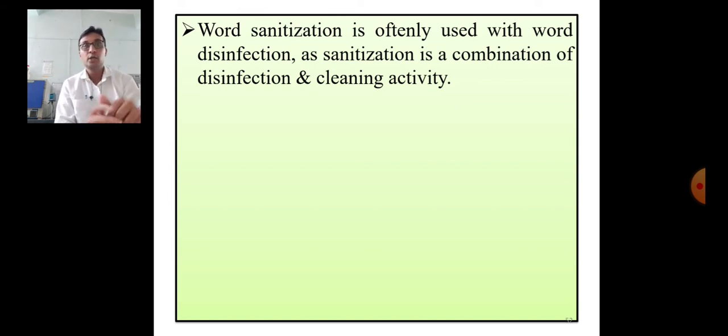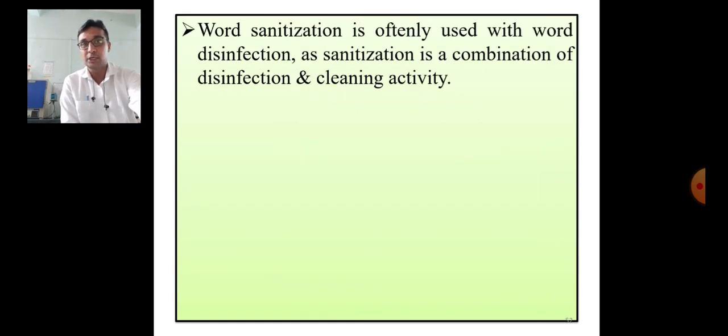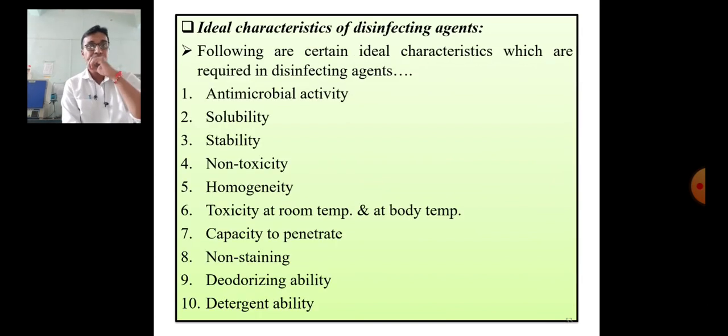So student, hoping that you have understood this particular introductory part related to the disinfection. Definition of disinfection, then materials or the agents which are used for the process of disinfection, they are called as the disinfecting agents, or they are also called as the disinfectants. Sometimes the word antiseptic is used synonymously with the word disinfection, but disinfection process remains associated with the inanimate matter, while the antiseptic process remains associated with the animate matter, and the combination of disinfection plus cleaning action is called as sanitization. Okay, moving on toward the next slide.